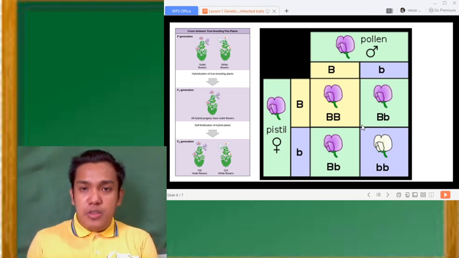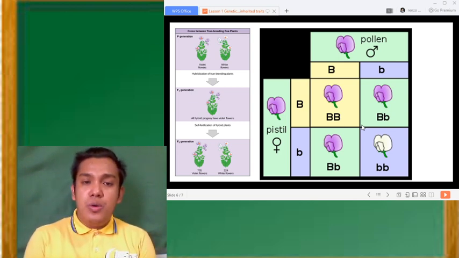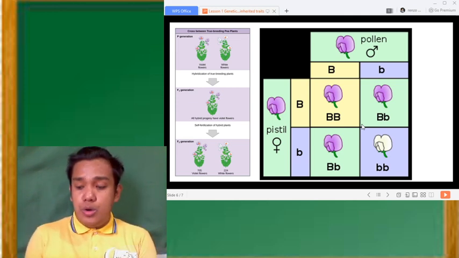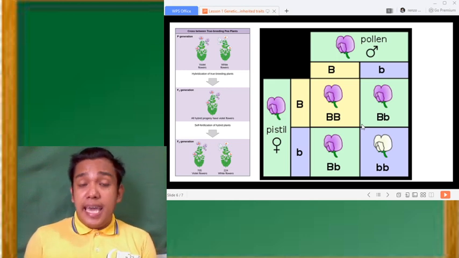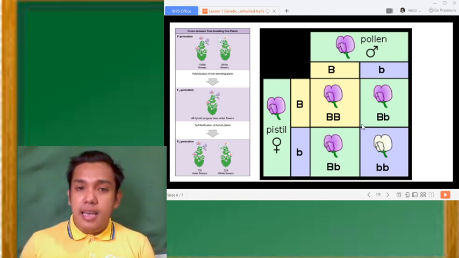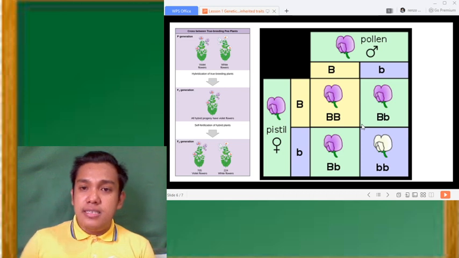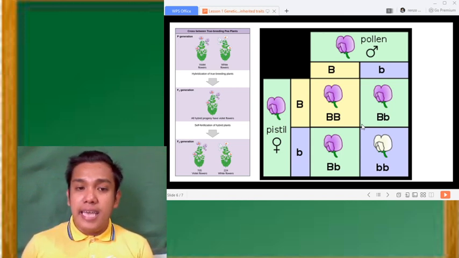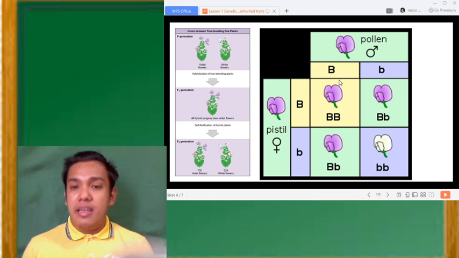So we have a way to determine the traits of every plant, or even if it's not a plant, even humans or others. So what are those ways? The first one is to determine the genotype of the parents. The second one is to use the Punnett square. The next one is to determine the genotypic ratio, and the next one is to determine the phenotypic ratio. The last one is to conclude what the results are of every formula that you did.